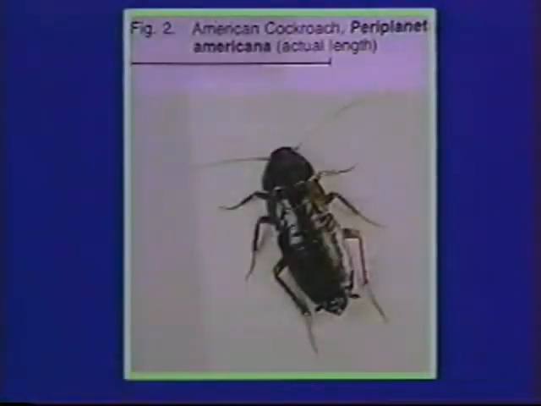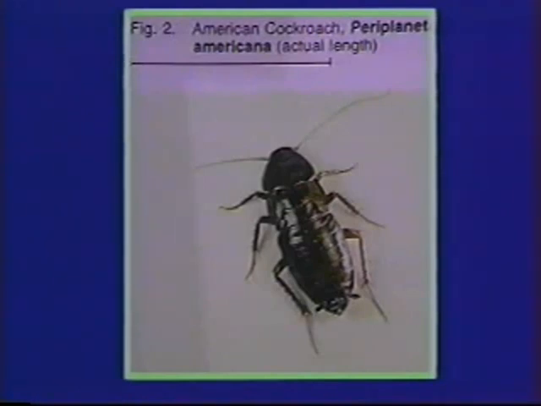All right, next we're going to look at some of the problem areas that we run into, and these are the roaches. Looking at the American roach. The American roach is the largest of the common species, growing to a length of 1 1/2 to 2 inches. The adult female usually drops her egg capsule within a day after it's formed.